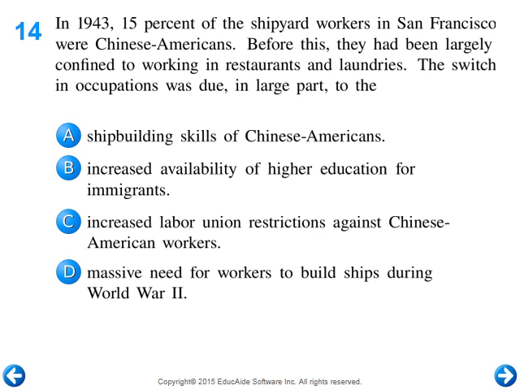B. Increased availability of higher education for immigrants. I don't even know how to point out how just not correct that one is, so we'll eliminate that one. C. Increased labor union restrictions against Chinese American workers. Well, if there were increased restrictions, there wouldn't be an increase in the number of Chinese Americans working, so it's not that. Or D. Massive need for workers to build ships during World War II. Let's see here. They're sinking ships about as quick as we can build them. So the answer to this one's going to be D.